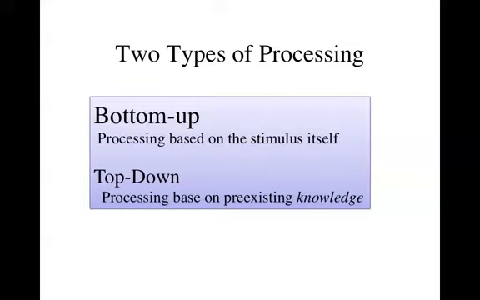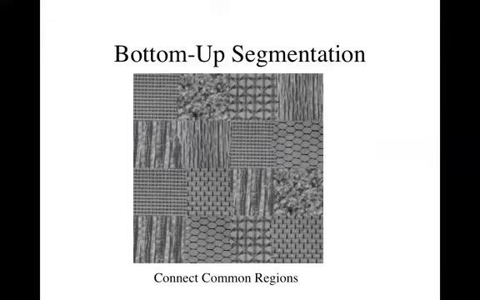So you may know something about it based on the stimulus type, that's not necessarily there just based on the bottom-up information, the data in the image itself. So we talked about some examples of this for segmentation. So let's say you see a grid such as this one. You can do bottom-up segmentation.